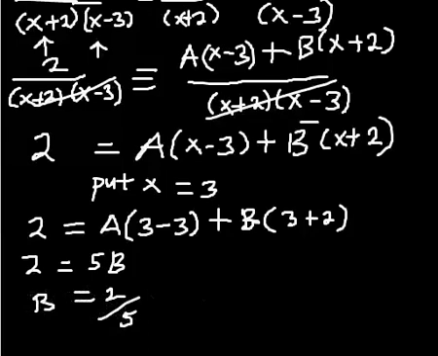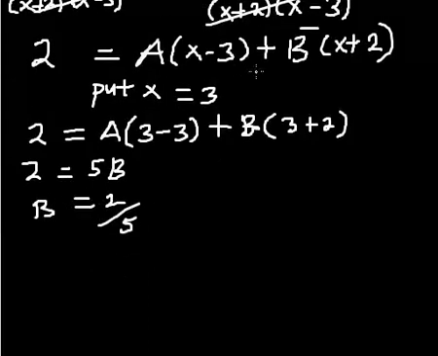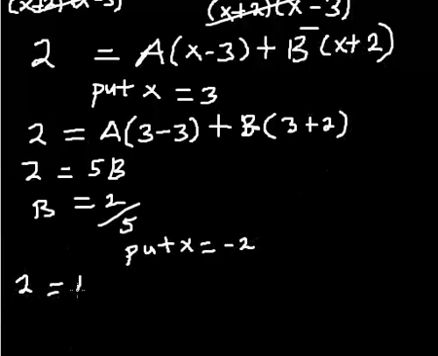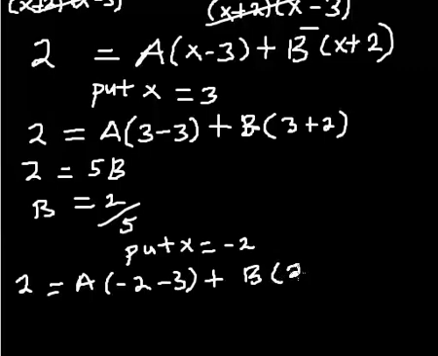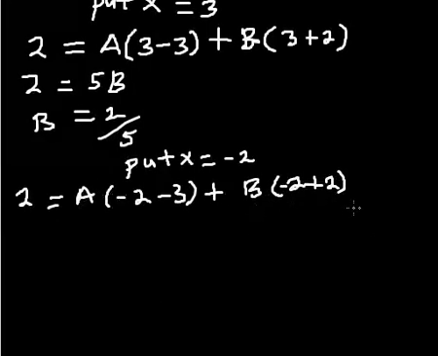All right, I have gotten my b, then I need to get my a. How do I do that? I still apply the same technique. To get my a, I have to eliminate b, by putting x equal to minus 2. If I put x equal to minus 2, definitely b will be eliminated. So let's do that. 2 equal to a, and any place I see x, I put minus 2: minus 2 minus 3, then plus b times (minus 2 plus 2). So you can see that this is 0, b is eliminated.